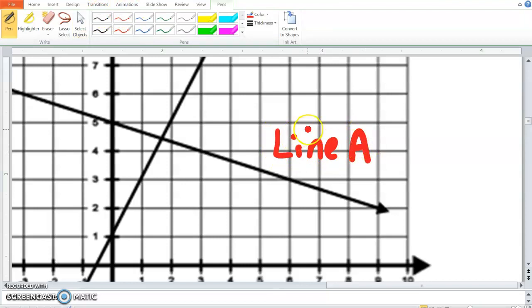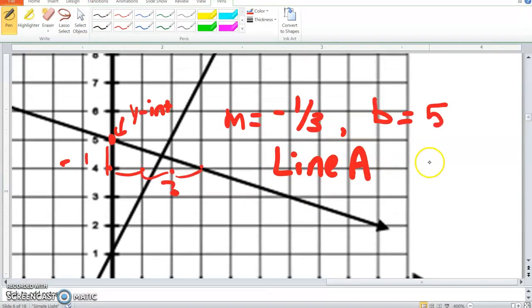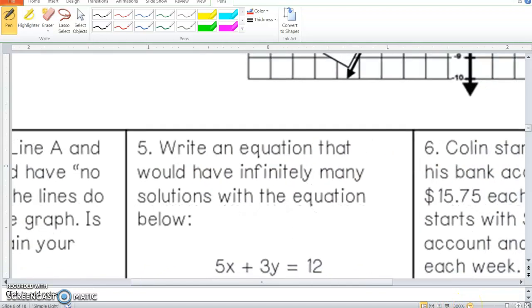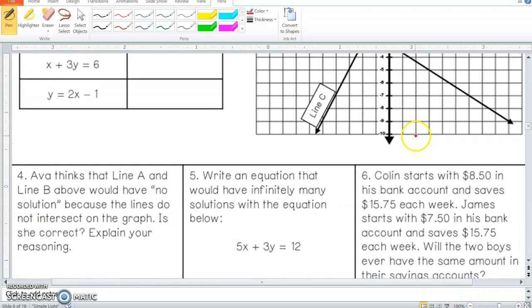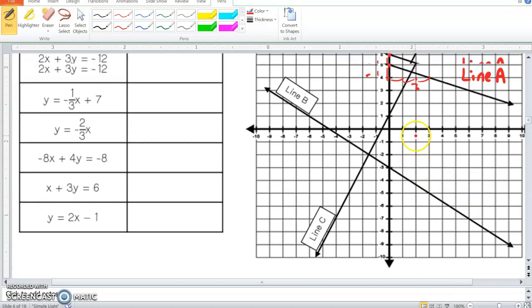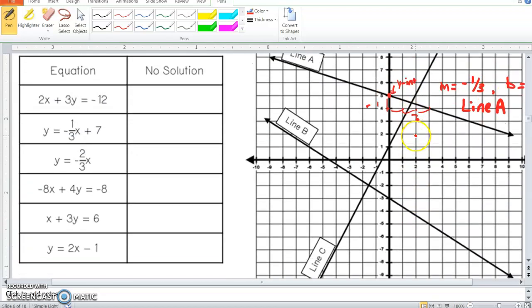So after a little detective work, we could see that our slope was negative 1/3 and the y-intercept was 5. You don't necessarily have to write the equation, but what we do need is the slope and the y-intercept. What I would like you to do now is try and get the slope and the y-intercept for lines B and line C.